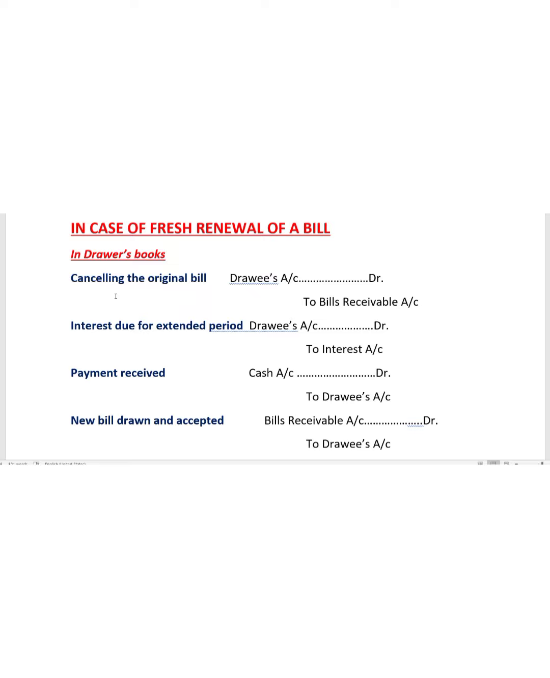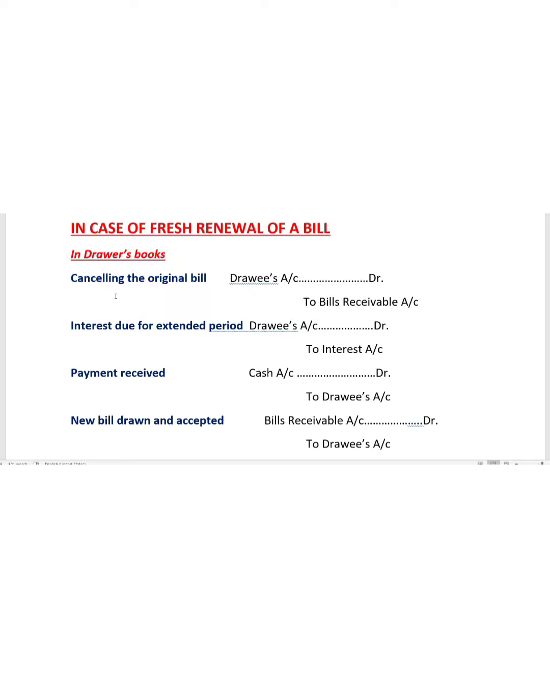Second, interest due for extended period. Suppose you are drawing a new bill for an extended period. More time you are taking, so for that extra interest you have to pay. To record interest due for extended period, what entry? Drawee's account debit to interest account. You are taking more time to pay the dues, so that's why you have to give interest. This is the interest due entry, not the payment entry.